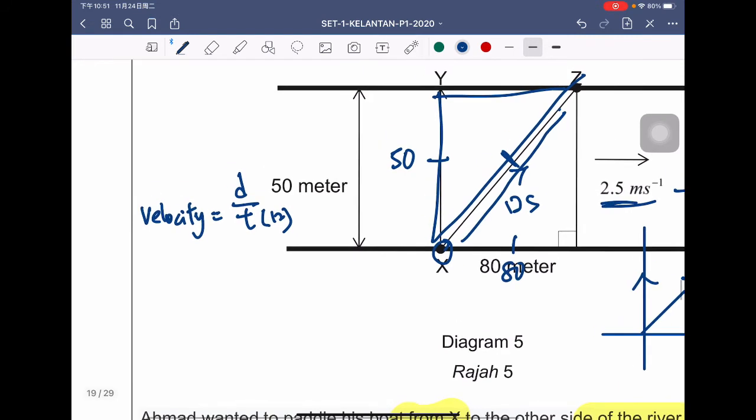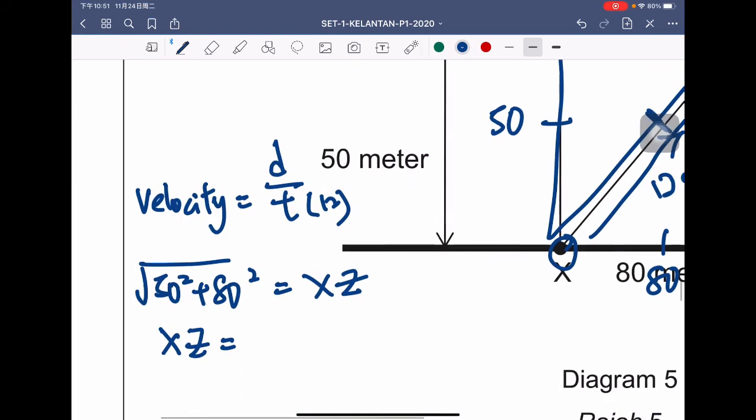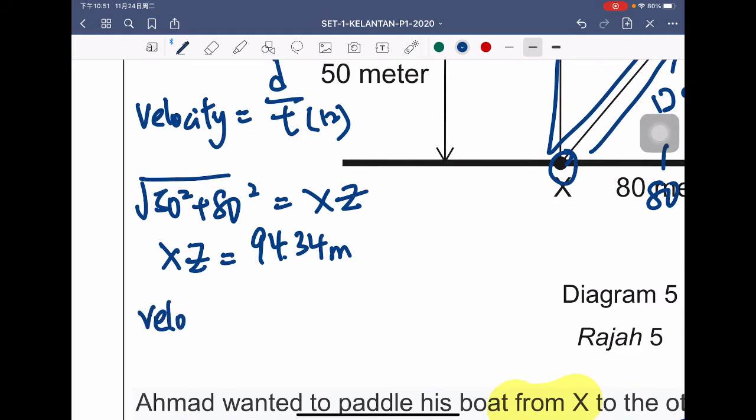So by using the theorem of Pythagoras, the square root of 50 squared plus 80 squared is equal to the distance of xz. So the distance of xz will be the square root of 50 squared plus 80 squared, and you get the answer of 94.34 meters. So now you can find the velocity in the z direction already, right?